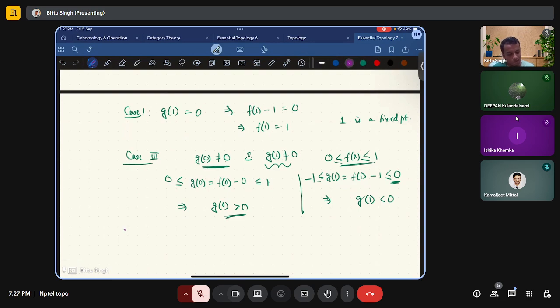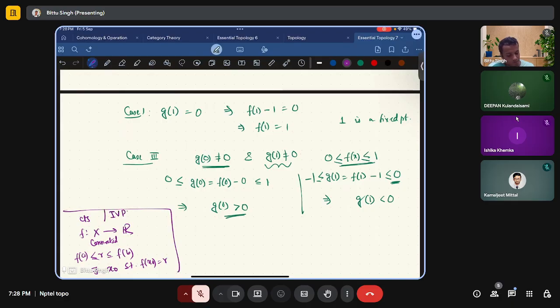So what is the statement of the intermediate value property? If X is connected and f is a continuous map from X to the real numbers, a continuous map from a connected space to R, and r is something in between f(a) and f(b), then there exists some x0 such that f(x0) equals r. This is the intermediate value property, IVP.